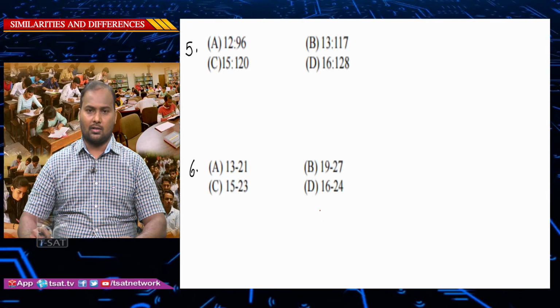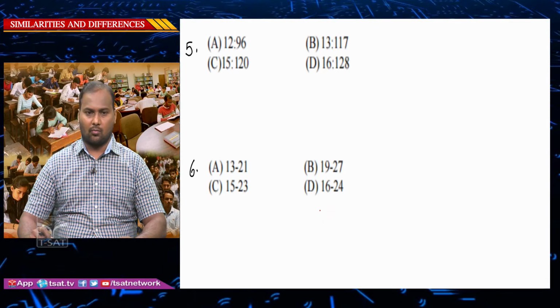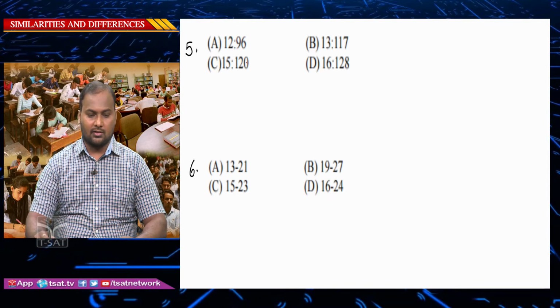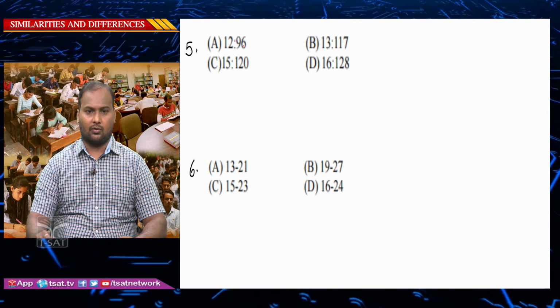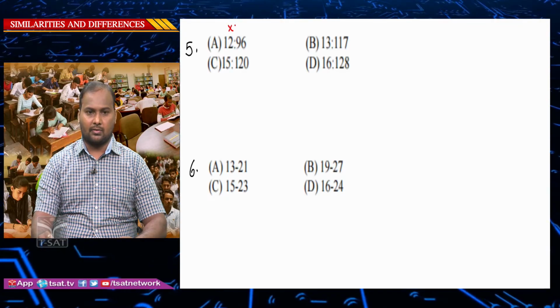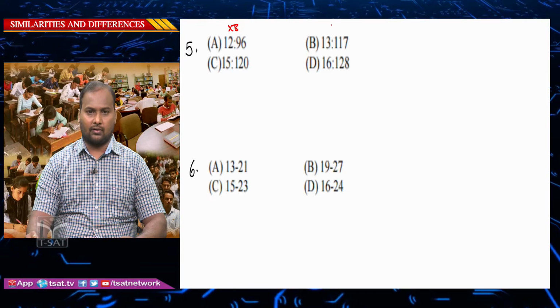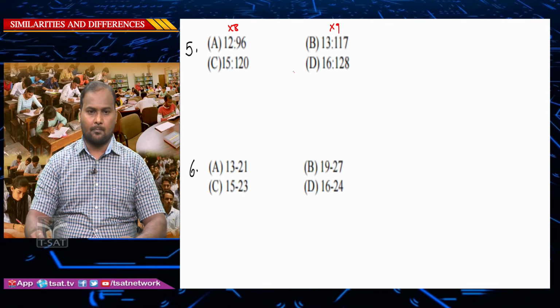Apply either squares, cubes, or multiplications, or combinations. But I can say this 96 is a multiple of 12. The logic here is 96 is a multiple of 12. So how many times? 8 times directly. 13 117, again 117 is a multiple of 13. How many times? 9 times.